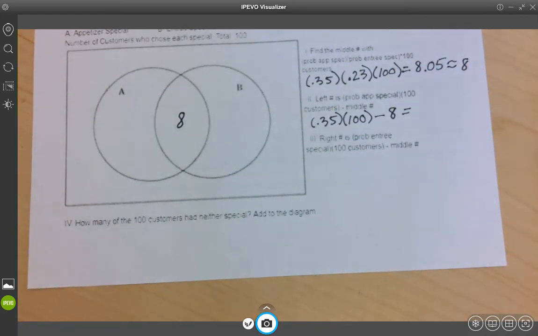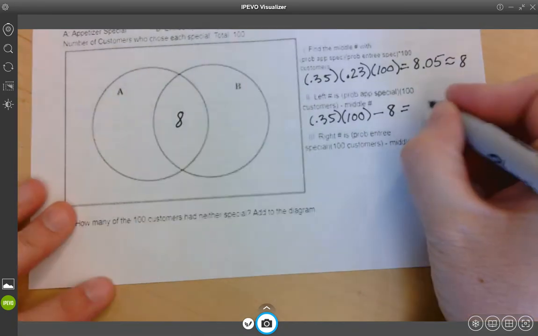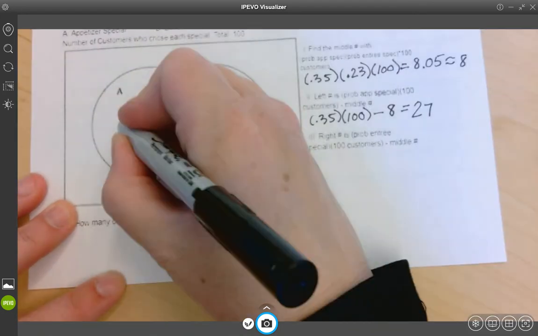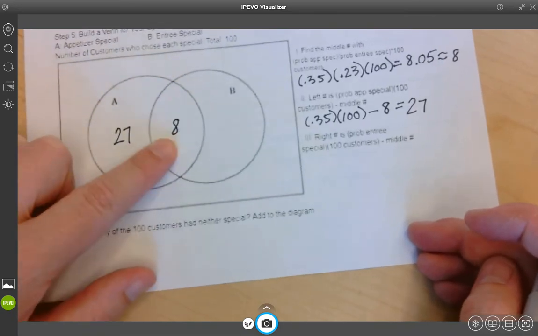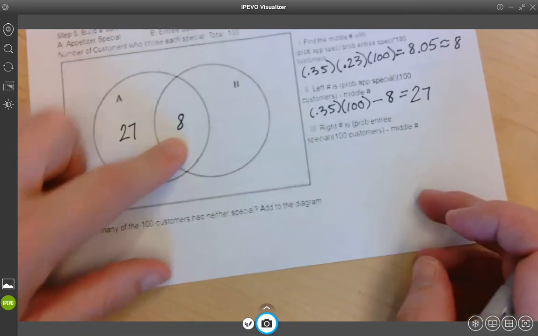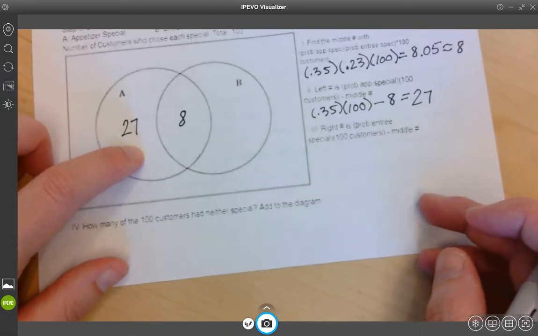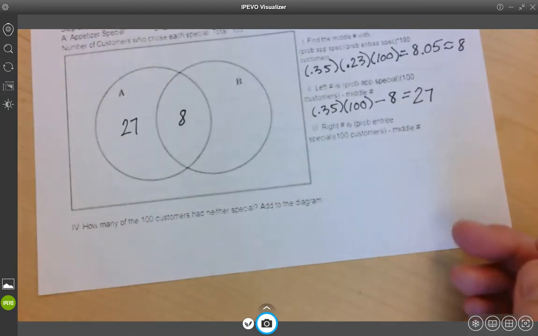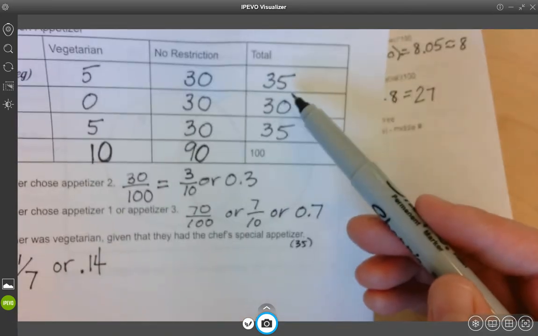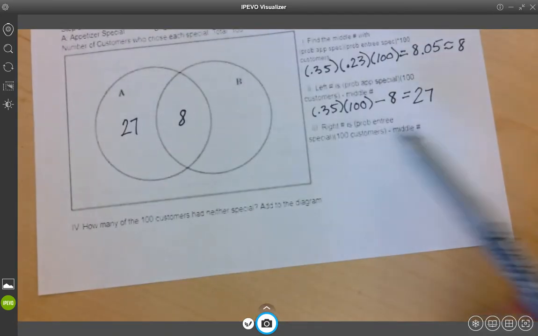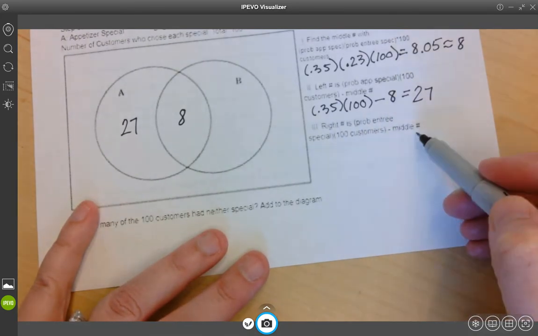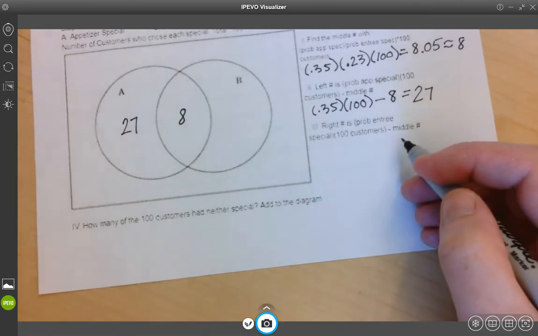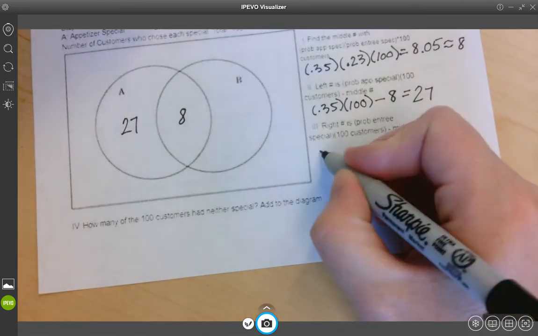All right, Joseph, what'd you get? 27. Anybody else get 27? Good. All right, so 27 people had the appetizer special, but not the entree special. And 8 had the appetizer special, and they also had the entree special. So that means altogether, 35 people had the appetizer special, which we knew, because it's right here. All right, the right number is the probability of the entree special times 100 customers minus the middle number. And the entree special was right here, 0.23.